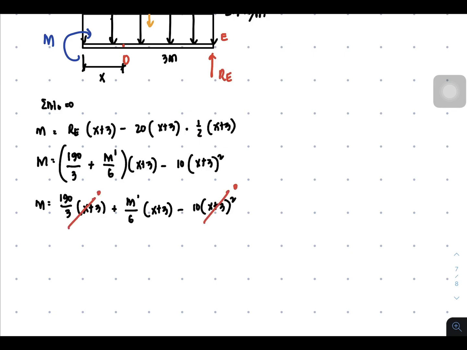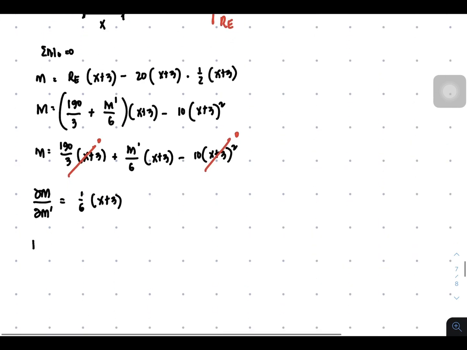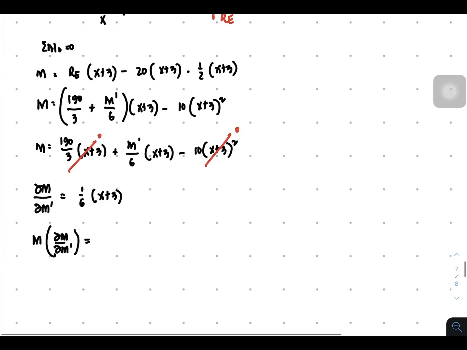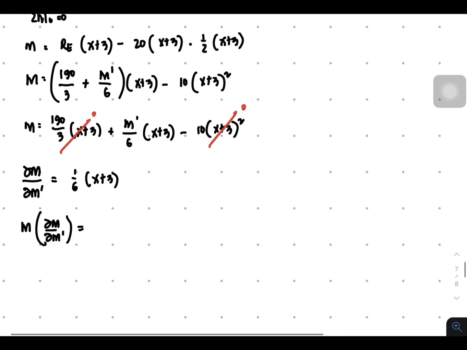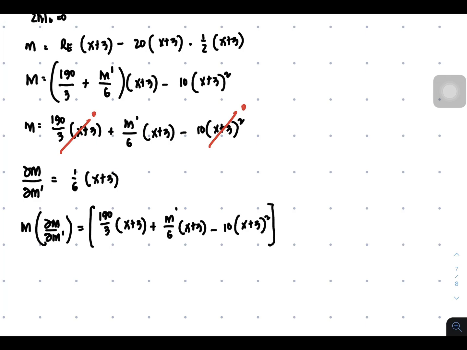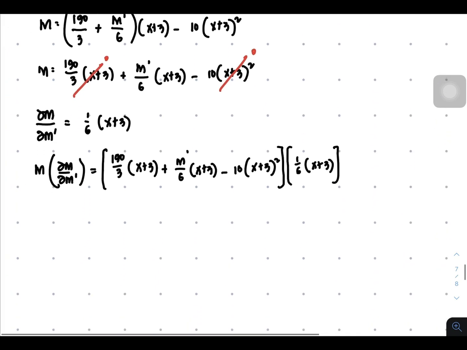And we will be setting the value, those without m prime, to 0, so that we can now get the partial derivative of m with respect to m prime. It's now 1 over 6 x plus 3. And with that, we can now get the final output of the product of the two equations. It's now 190 over 3 times x plus 3 plus m prime over 6 x plus 3 minus 10 times x plus 3 square times 1 over 6 x plus 3.